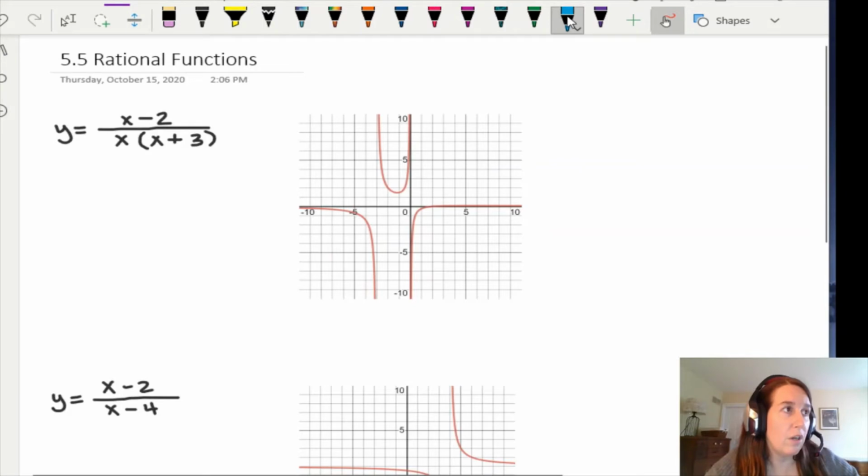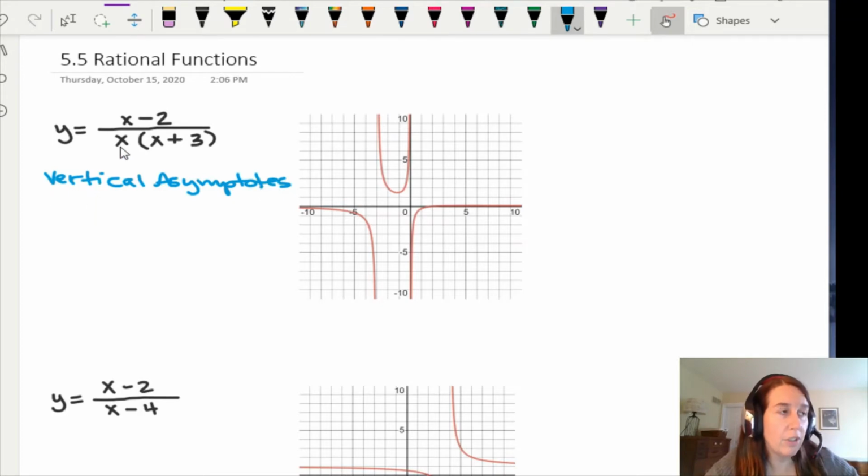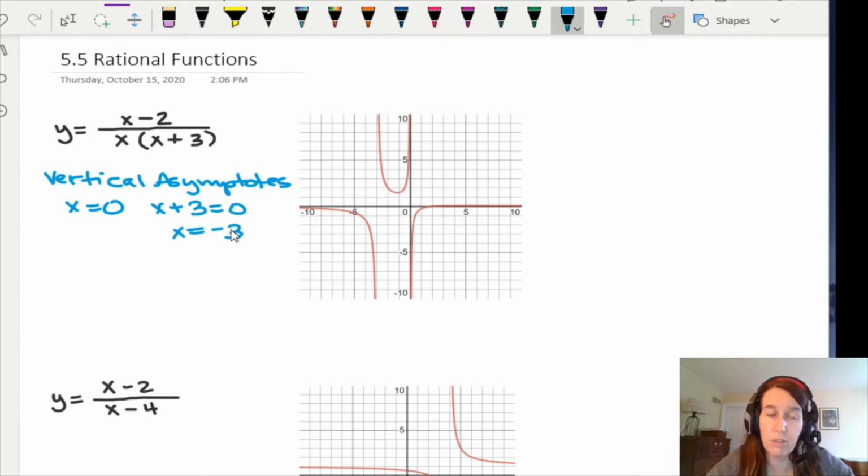All right, so remember that the denominator is where we find our vertical asymptotes. Our vertical asymptotes come from what makes the denominator 0 but cannot be canceled with a term in the numerator. Okay, so we don't have an x minus 2 in the denominator, so we do not have a hole or removable discontinuity. We just have two vertical asymptotes. One is x equals 0. And the other, to find it, you do x plus 3 equals 0, so x equals negative 3. So those are our two vertical asymptotes.